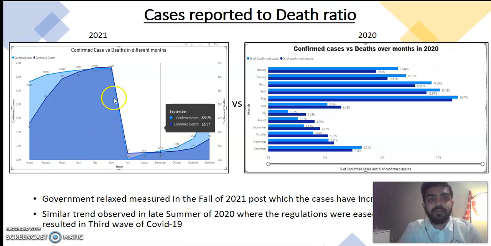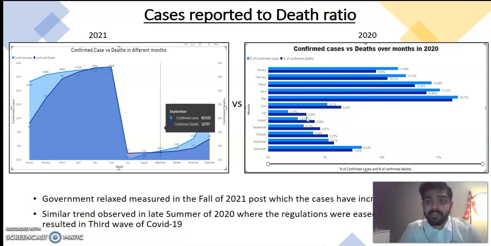Seeing the graph on the left, it's noticeable that once government removed its restrictions and the first phase of unlocking began, we see cases started to increase from July till December. And as you can see in the graph, during the months of January till July 2021, the cases had been increasing sharply and then took a dip, which was post the second phase of COVID.